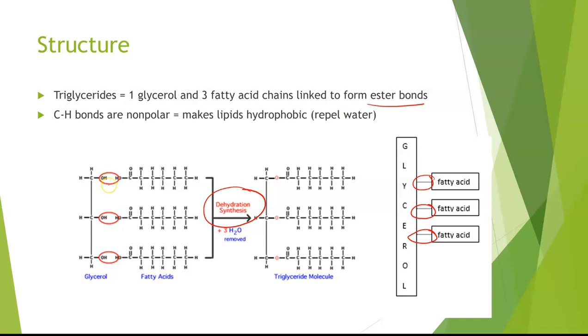So we have 2 hydroxyl groups here. They lose 1 hydroxyl group and 1 hydrogen, and that combines together to form this bond between the oxygen and the remaining carbons, and that bond is called an ester bond. It is a covalent bond. They are covalently linked together to make them a giant molecule, a macromolecule.